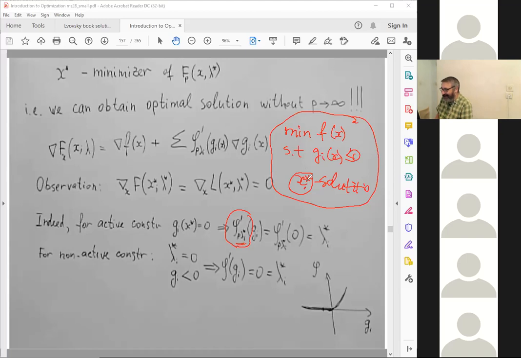Okay. Let's think together. Can anybody help us? Seems that everything is okay. So we are given this optimal solution, and we want to show that it corresponds to the minimum of augmented Lagrange. Yes? Then, to show that the gradient of augmented Lagrange is zero at this point. Yes, I understood that, but I mean, it doesn't mean that the augmented Lagrangian doesn't have another minimum that is lower than this x prime.